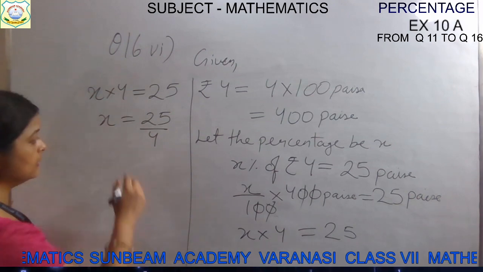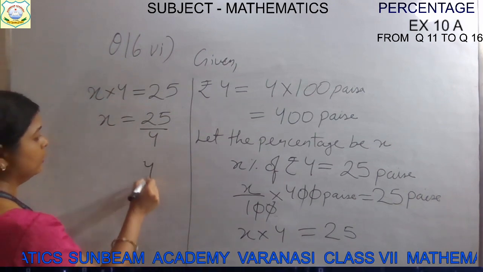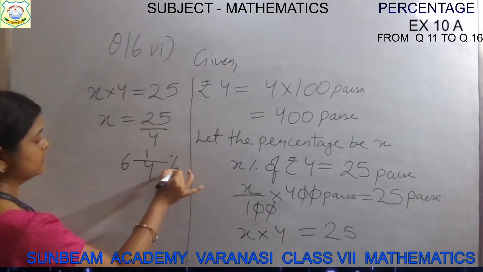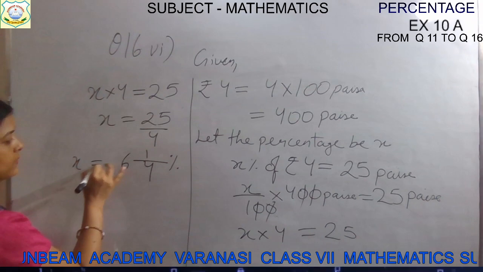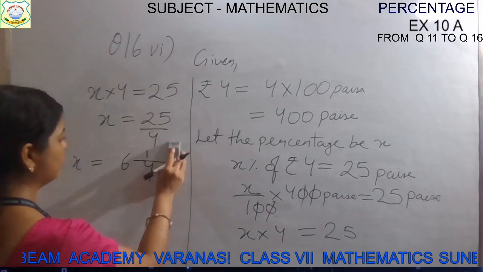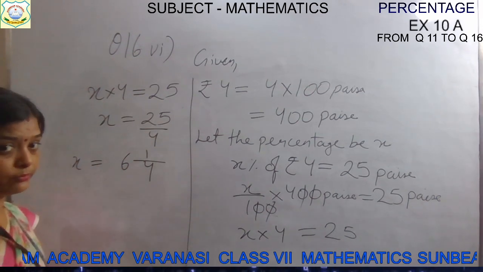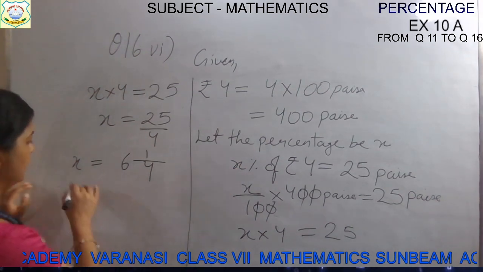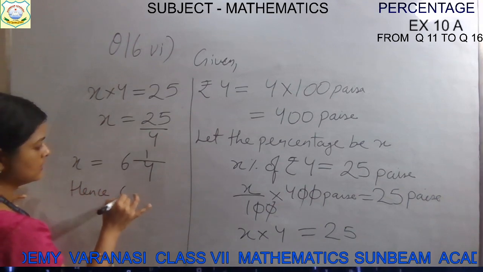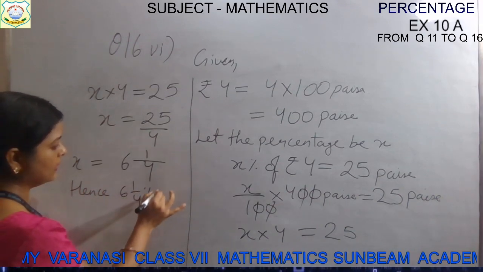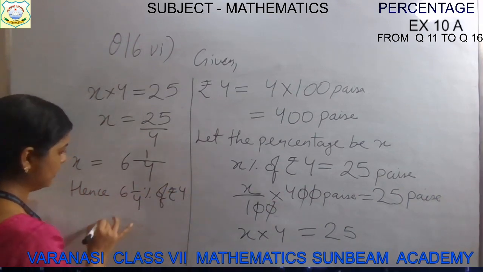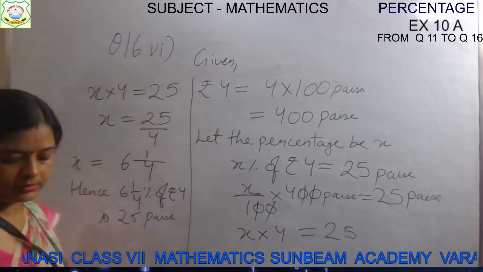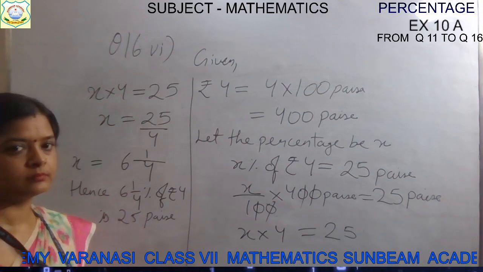Or you can write it as 4 6s are 24 and 1 left. This much percentage. X is equal to 6 whole 1 by 4. This also you can write, and then at last write hence, 6 whole 1 by 4% of rupees 4 is 25 paise. Clear? You can write in this way.